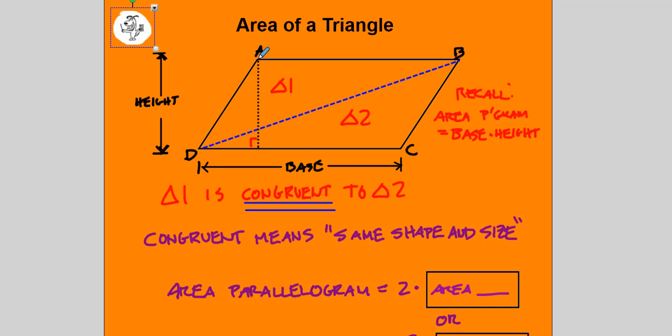So the height of this parallelogram is right here. Calling that the height, that's an altitude. If we drop a rope, it intersects the bottom, this base, at a right angle. This is the length of the base. Recall again, the area of a parallelogram is base times height. Notice that triangle 1 is congruent to triangle 2. Congruent means same shape and size.